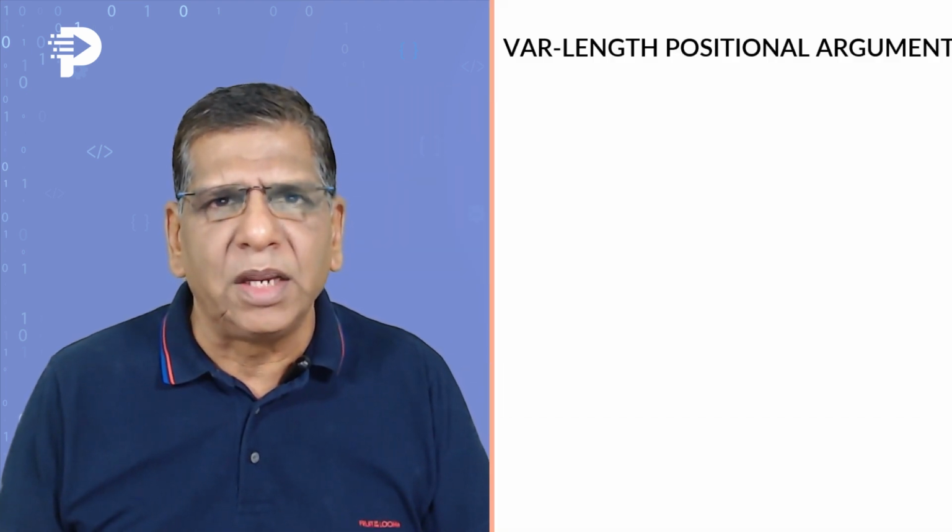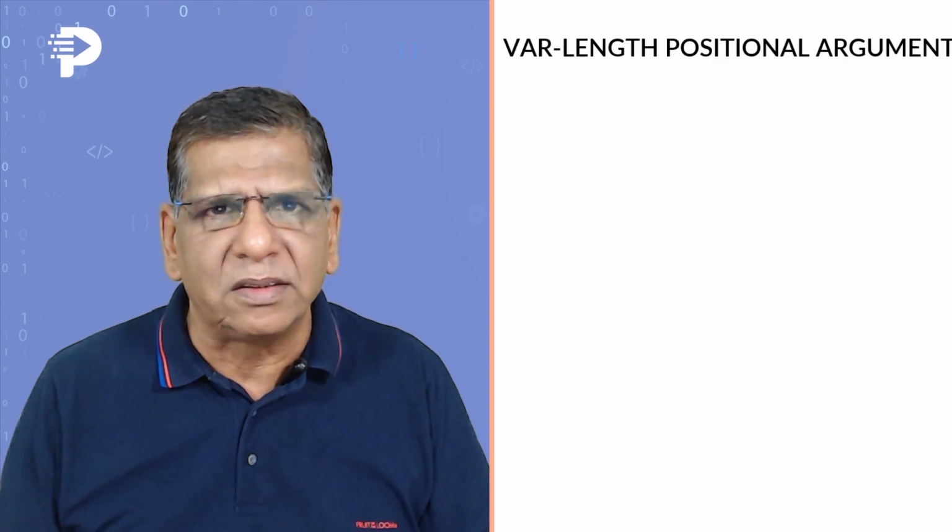At times, you may want to define a function which receives a variable number of arguments. By this, what I mean is, in one call you may pass 3 values, in another you may pass 5, in yet another you may pass 7. That's the meaning of variable length arguments. And let me tell you that variable length positional arguments are acceptable, and variable length keyword arguments are also acceptable. Let's understand both of them now. We will begin with variable length positional arguments.